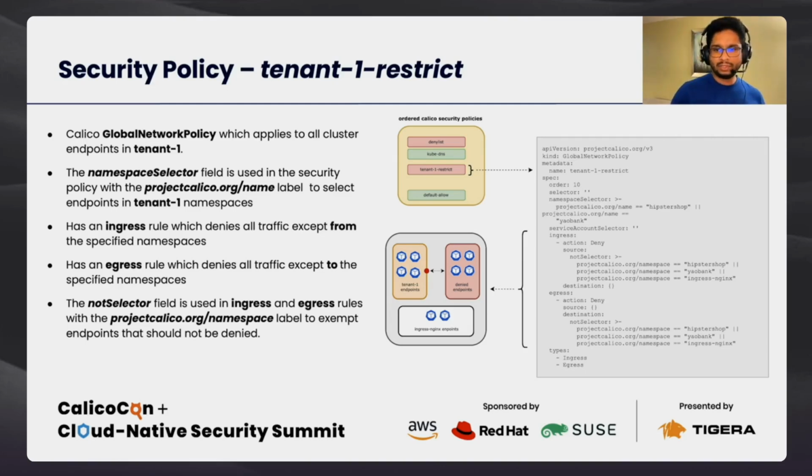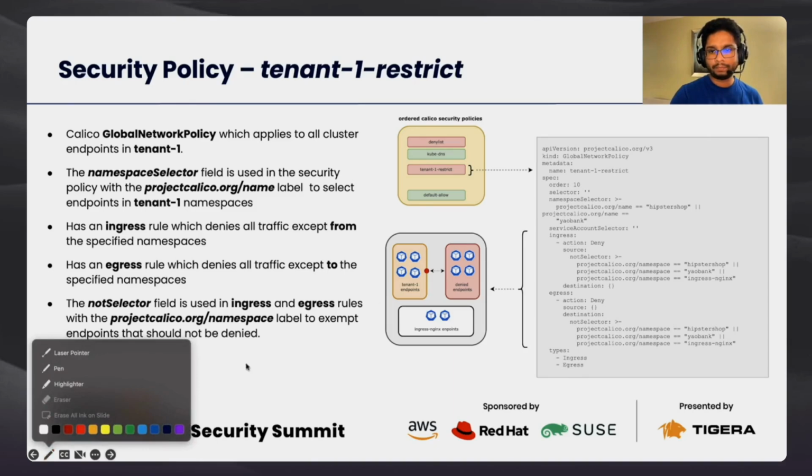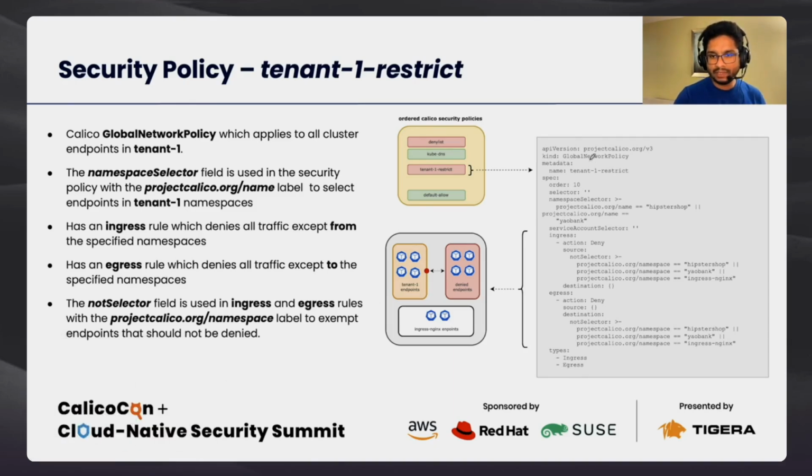Okay, so this is a global network policy, and in the policy, the namespace selector is used to specify the hipster shop and Yaobank namespaces. So this policy applies to the hipster shop and Yaobank endpoints. In the ingress direction, there's a deny action. However, the not selector is used to exempt the endpoints that should not be denied. Similarly, in the egress direction, the action is a deny. Again, the not selector is used to exempt endpoints that should not be denied.